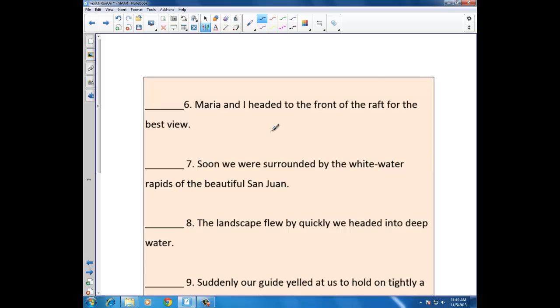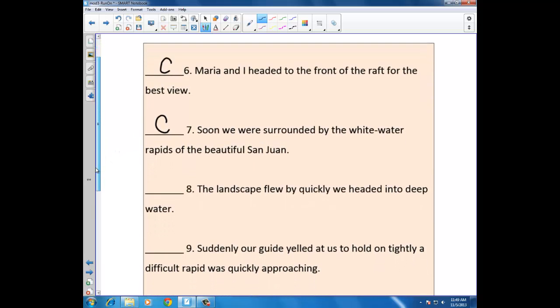Maria and I headed to the front of the raft for the best view. That's clearly correct. Only one idea expressed there. Soon we were surrounded by the whitewater rapids of the beautiful San Juan. Again, only one idea expressed. It is a correct sentence. If you get confused on numbers 6 and 7, just mark through prepositional phrases and you'll see how I arrived at that conclusion.